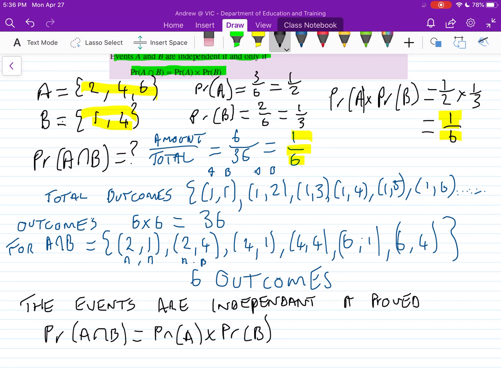Hopefully that helps with understanding what an independent event is and how you can go about proving that something might be independent.